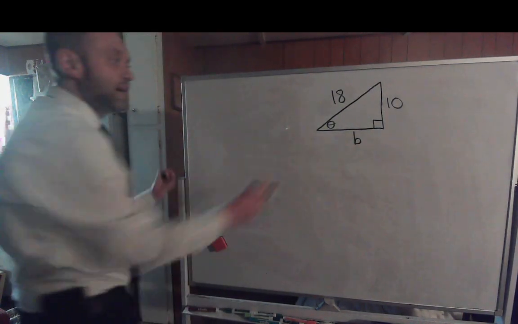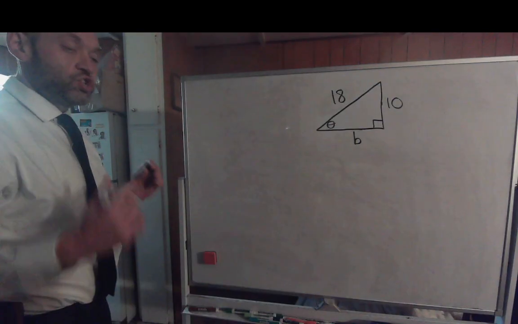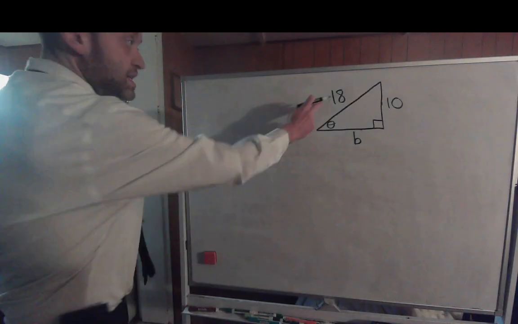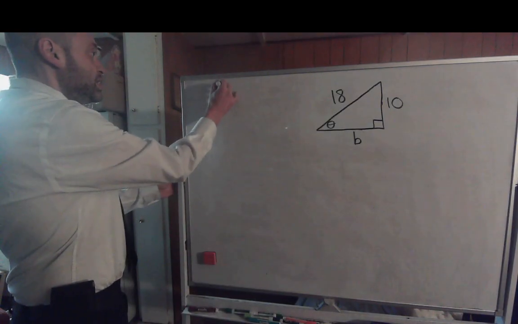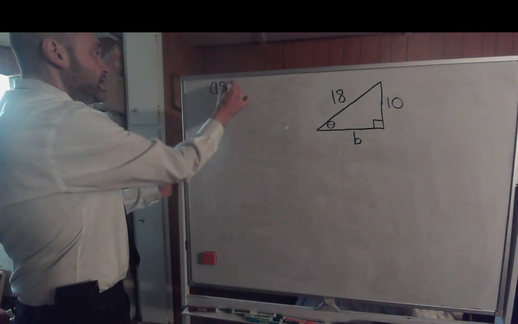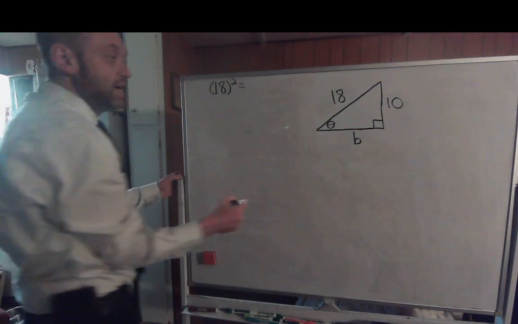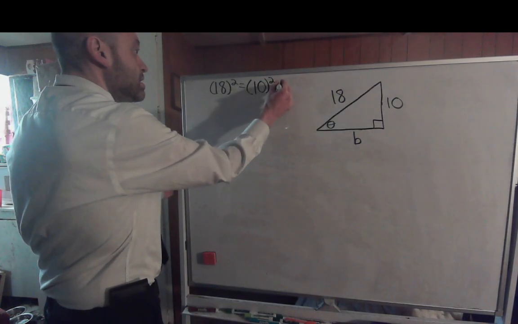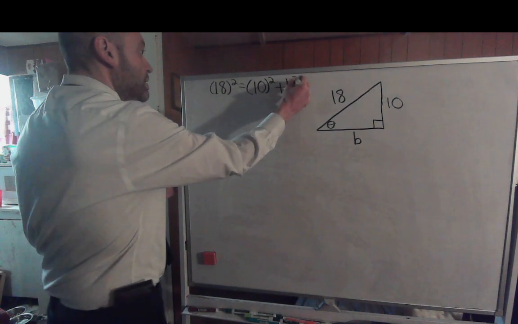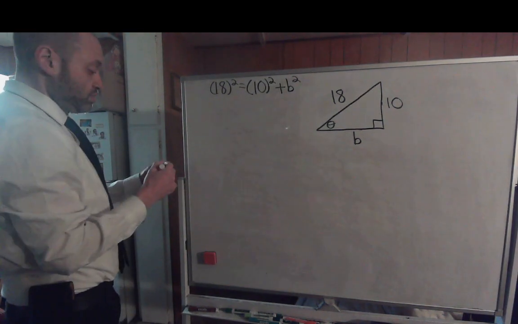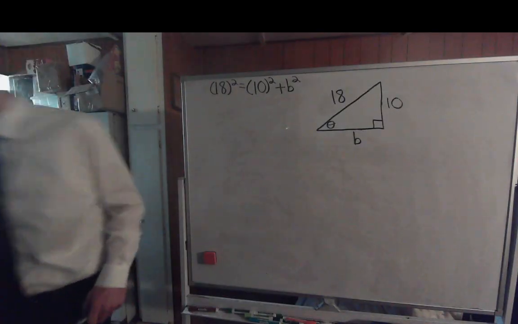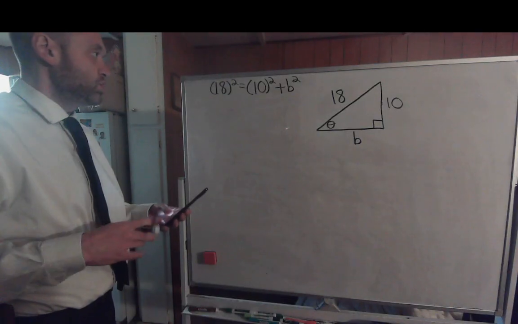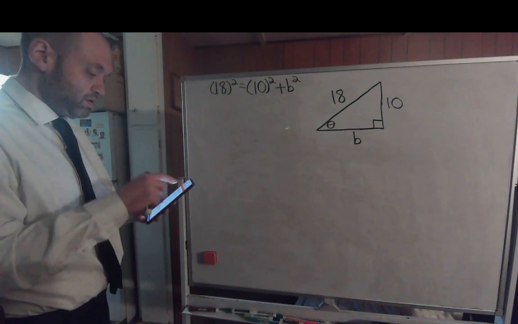We'll call that side B. It's true that C squared equals A squared plus B squared, right? This time we know C, that's 18, which would be squared. C squared equals A squared, which in this case is 10 squared, plus your B squared. So let's figure out what 18 squared is. I want to say it's 324, but let's make sure. I don't want to get that wrong.